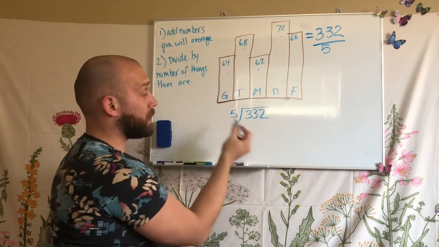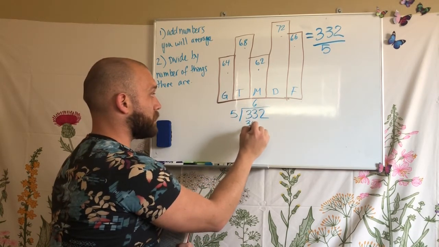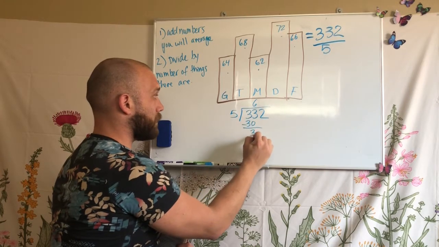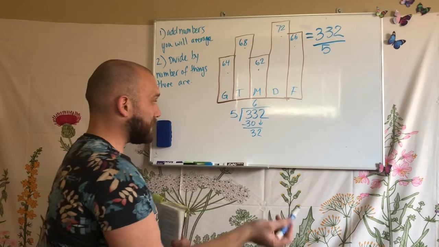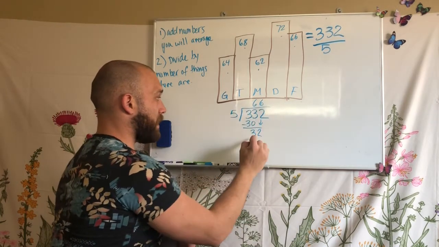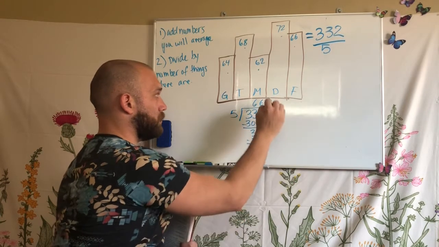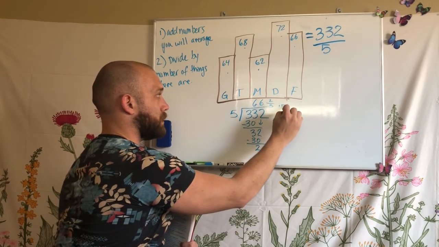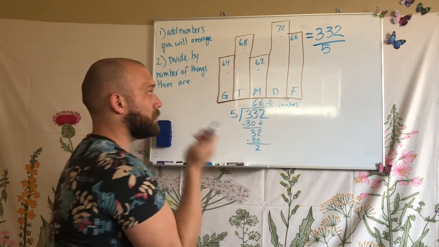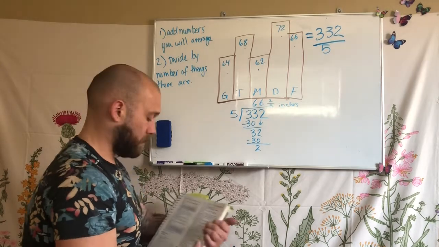Five can't go into 3, but it can go into 33 6 times. 6 times 5 is 30. Gives me a leftover of 3. Bring down the 2. 5 can go into 32 again. 6 times, because 6 times 5 is 30. What's left over? 2. Can't go anymore, so my remainder is 2/5 inches. Is my average. Of all these 5 players, my average is 66 2/5 inches.